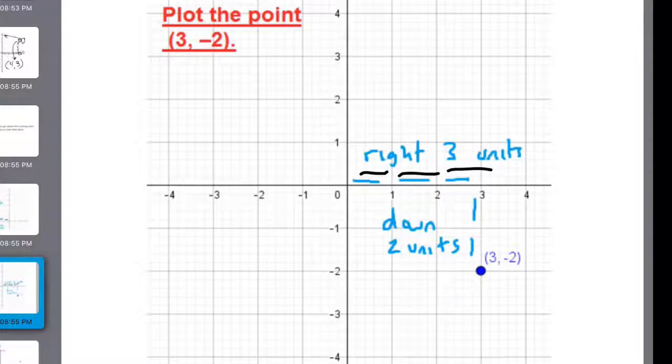So this is our submarine because we are going to go down. We are going to dive. We're going to go down 1, 2. So this is where we would plot the point 3, -2. Please use the paper that the substitute gave you earlier and cut this example out and glue it into your notes. Please pause the video and do that now.